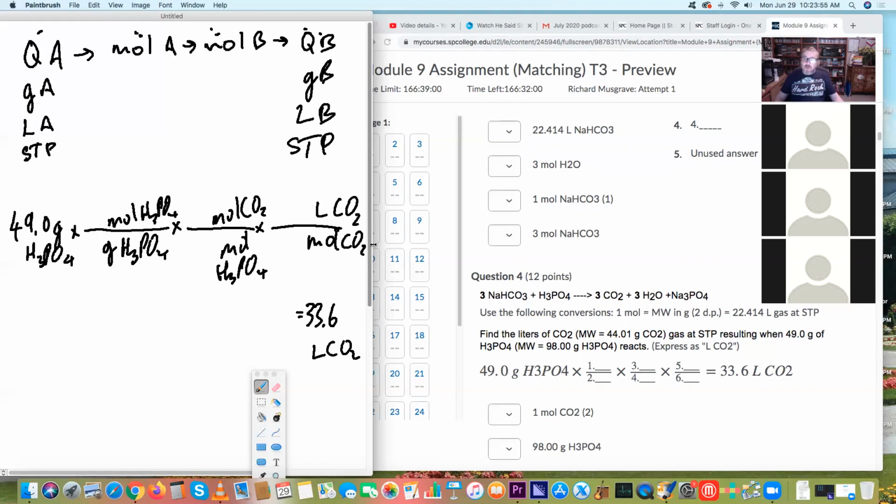Then we've got to figure out, well, what relates these units? What makes them equal to each other? So 1 mole is equal to the molecular weight of H3PO4, which is given, 98.00 grams. And then the relationship, moles of CO2 to moles of H3PO4, we get that from the reaction. Here we go, 1 mole of H3PO4, 3 moles of CO2. And then the relationship here, 22.414 liters is 1 mole, and that should give us our answer.